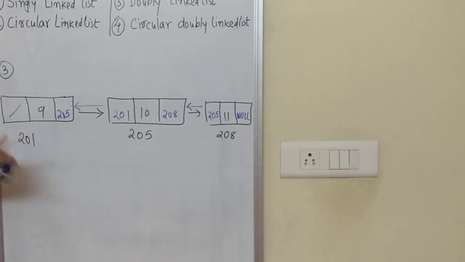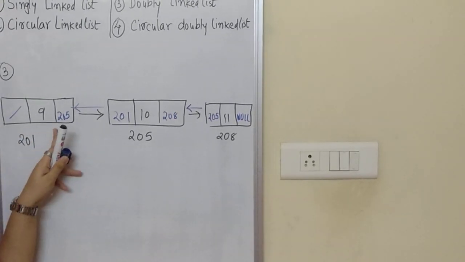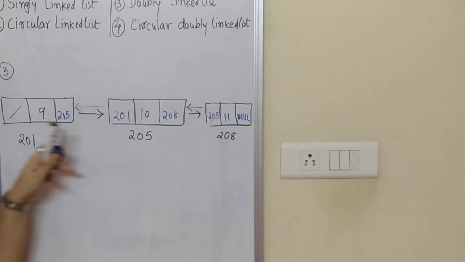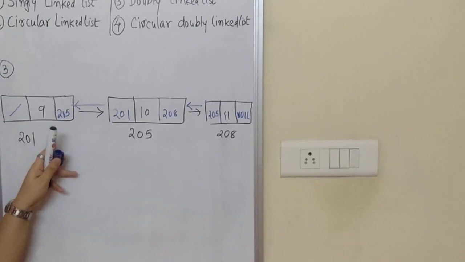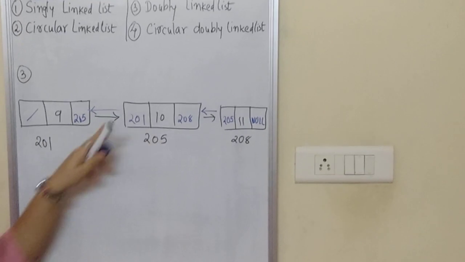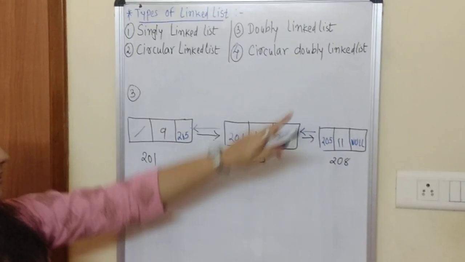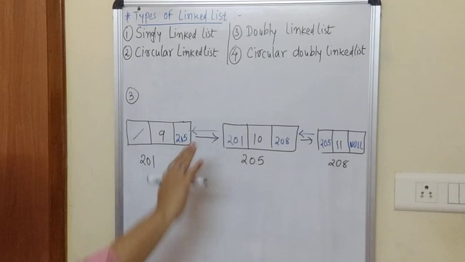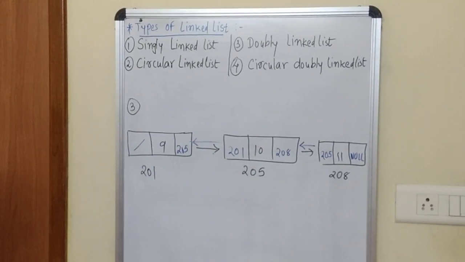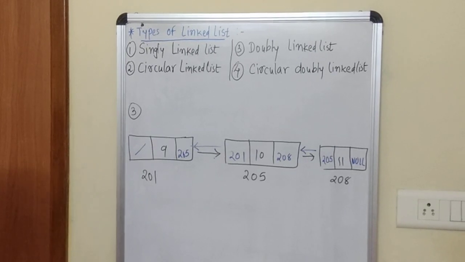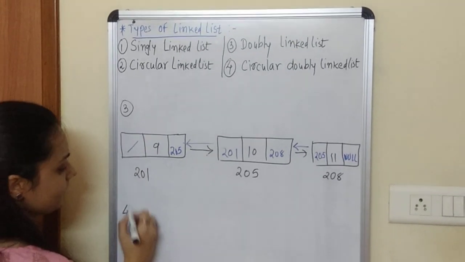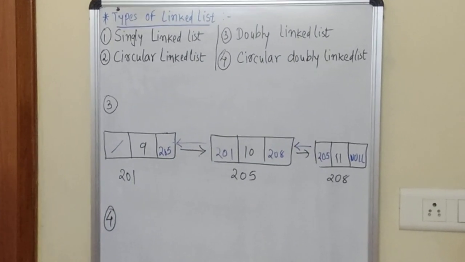The very first thing is the node is having 3 parts: the previous address, the next address and the data. Also it is having these 2 arrow marks or the 2 links over here. Fine. So this is your third type, that is doubly linked list. Now moving to the next type, that is the fourth one, circular doubly linked list.